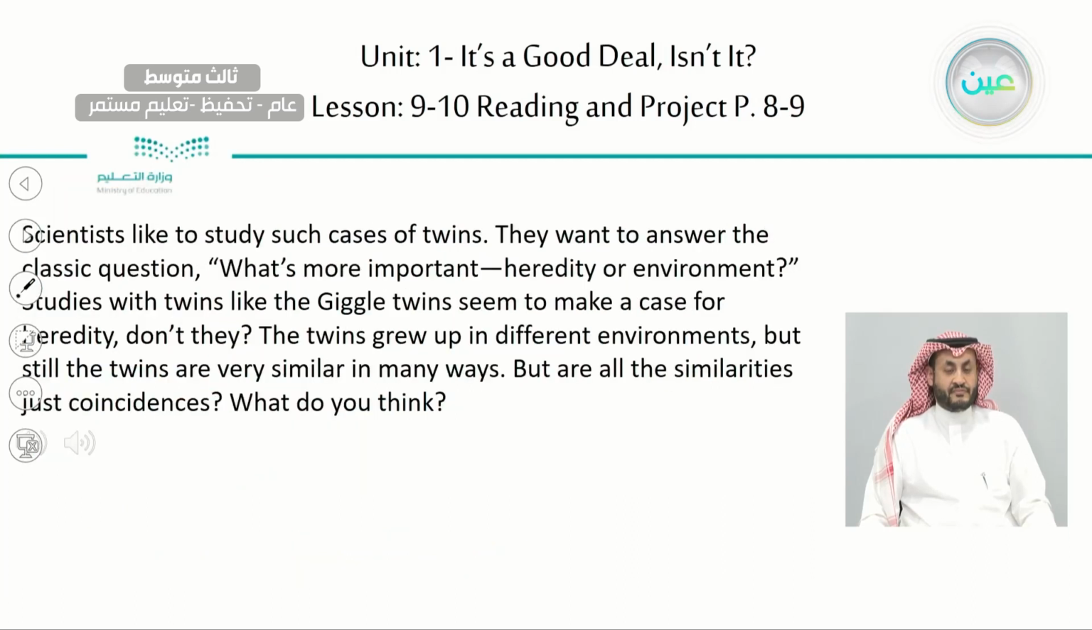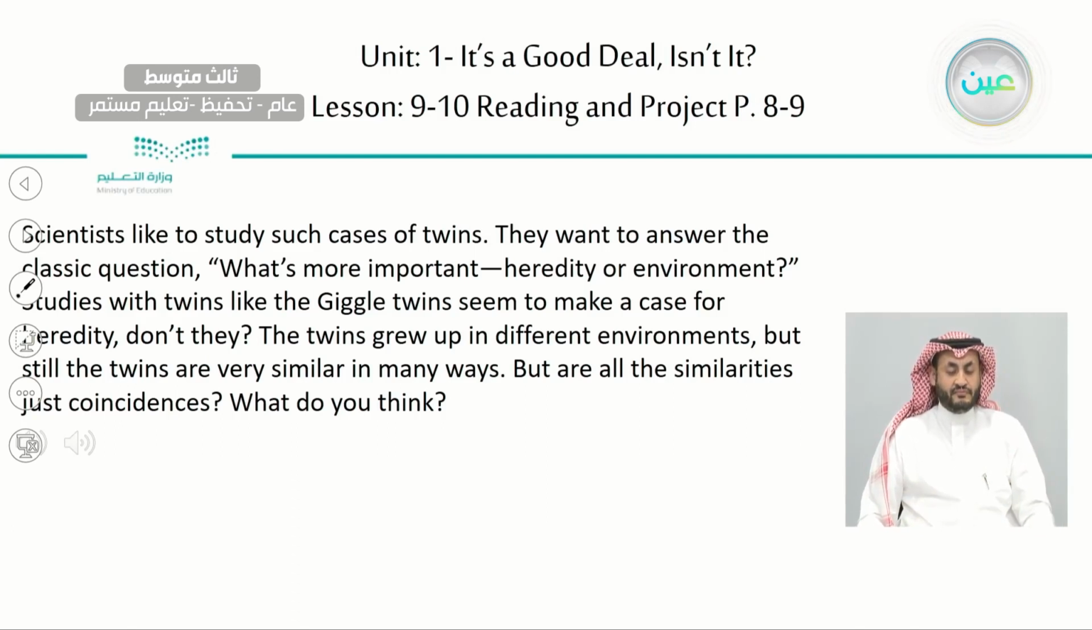Now let's move on to the last paragraph. Scientists like to study such cases of twins. They want to answer the classic question, what's more important, heredity or environment? Studies with twins like the Giggle twins seem to make a case for heredity, don't they? The twins grew up in different environments, but still the twins are very similar in many ways. But are all the similarities just coincidences? What do you think?